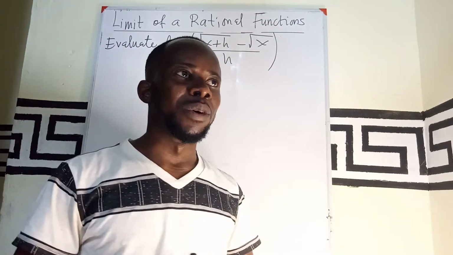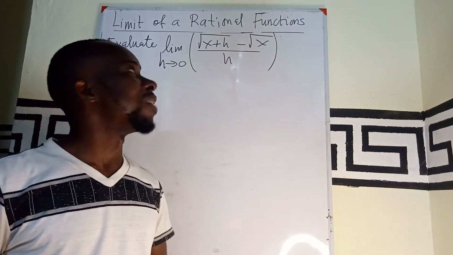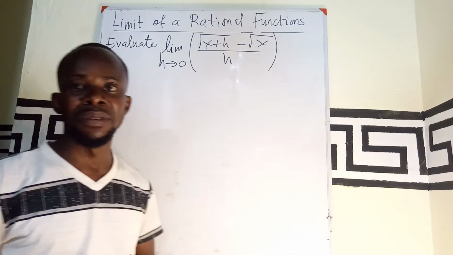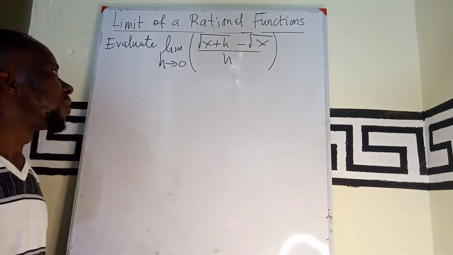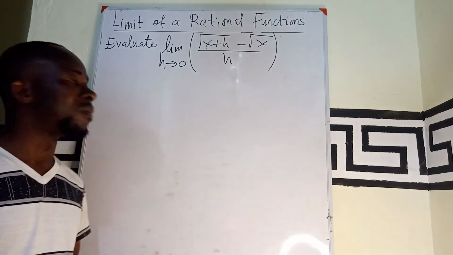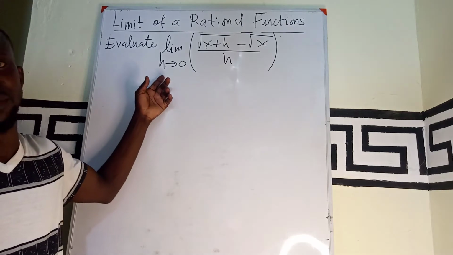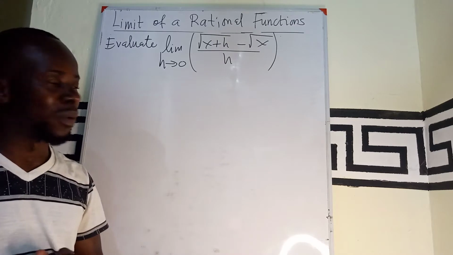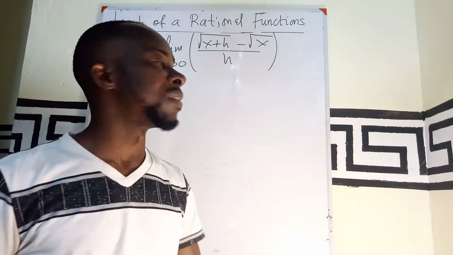So we are still on the limit of a function, and we have another question we want to try based on the understanding we have from the previous video. Now here we have the limit of the root of x plus h minus the root of x, all divided by h, where h is approaching 0. So it means if I put 0 here, we cannot get the value we are looking for. So we have to find different ways by which we can express this.